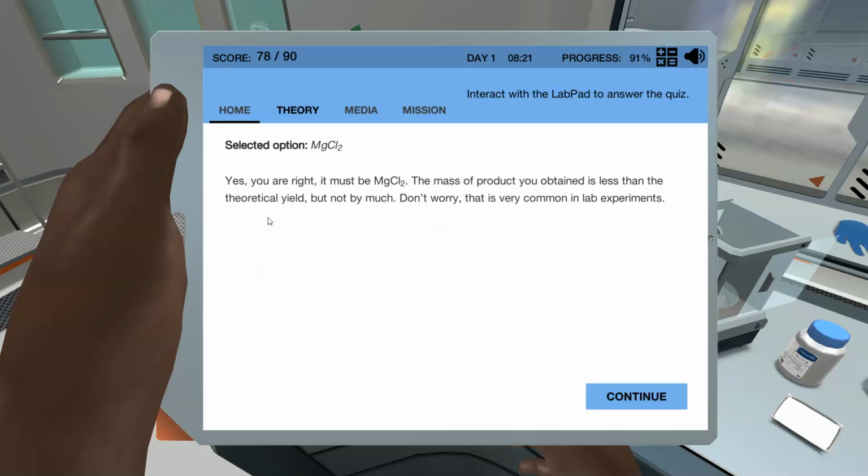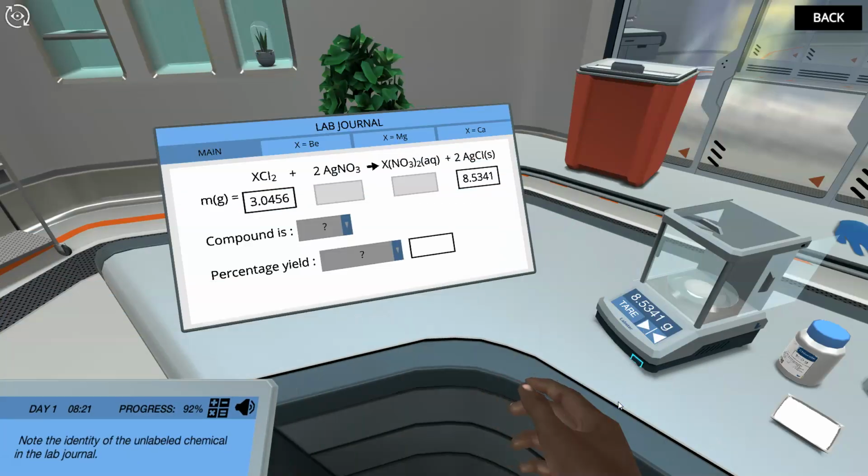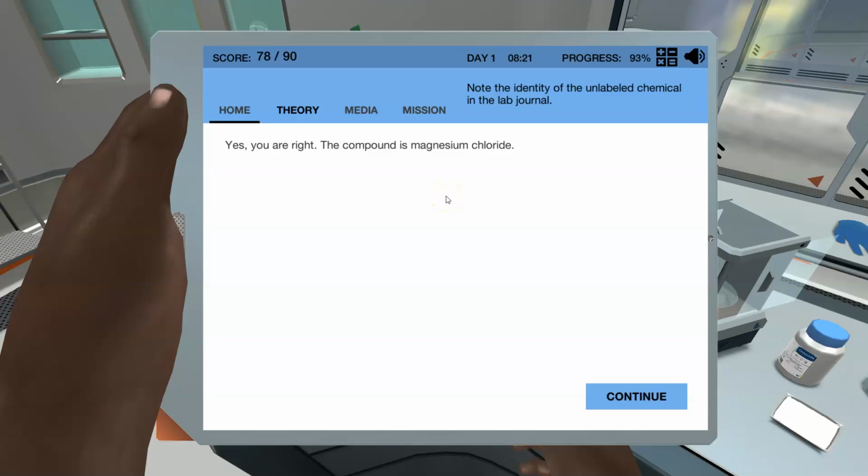Yes, you are right, it must be magnesium chloride. The mass of product you obtained is less than the theoretical yield, but not by much. Don't worry, that is very common in lab experiments. Note the identity of the unlabeled chemical in the lab journal. Yes, you are right. The compound is magnesium chloride.